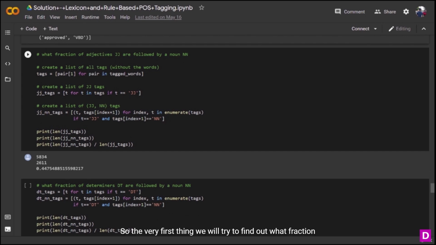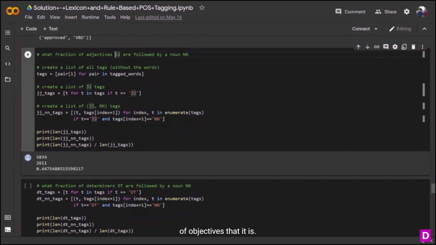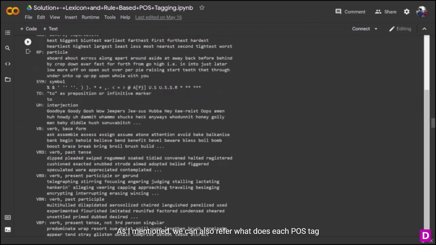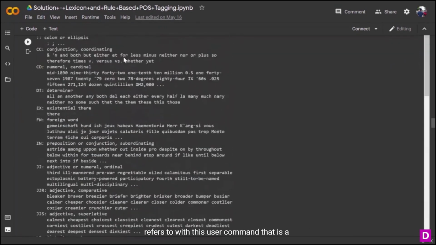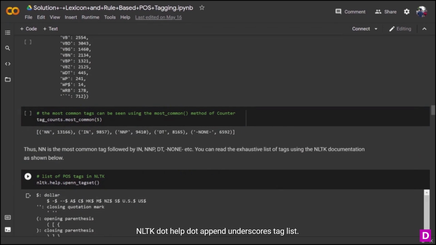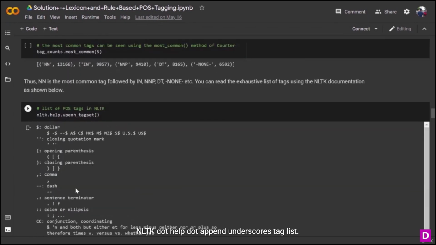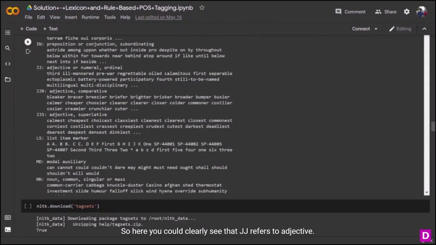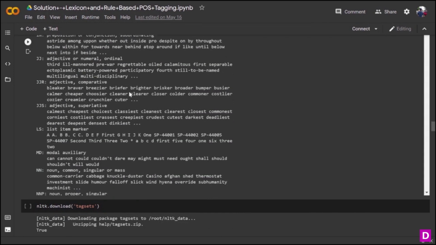So the very first thing we will try to find out is what fraction of adjectives, that is, the POS tag for adjectives is JJ. As I mentioned, we can also refer to what each POS tag refers to with this command, nltk.help.upenn_tagset. This will show you what JJ means. So here you can clearly see that JJ refers to adjective, with a set of examples over here.